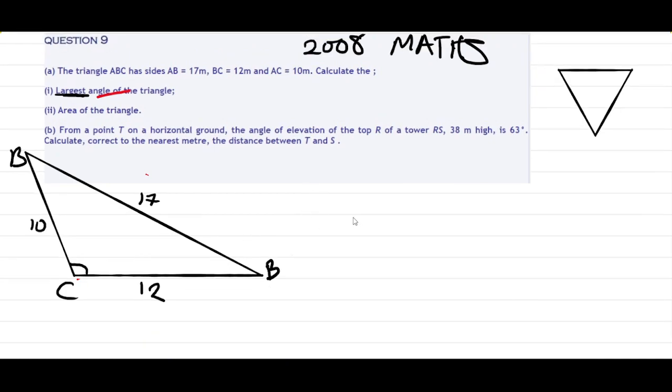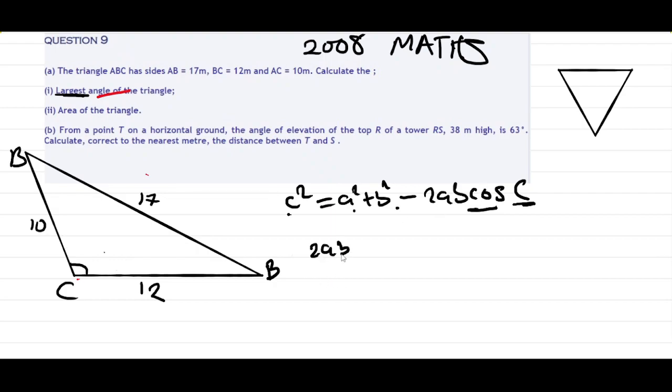Now that I've wiped the board, let's continue with the solution. The formula to use here is c squared is a squared plus b squared minus 2ab cosine of c. The reason we're using this formula is that it involves the cosine of an angle. We know c, a and b, so we can use this to find the value of cos c. But before I plug in 17, 10 and 12, I'll first arrange it. I'll put this as 2ab cos c is, then I'll bring this as c squared minus a squared minus b squared.